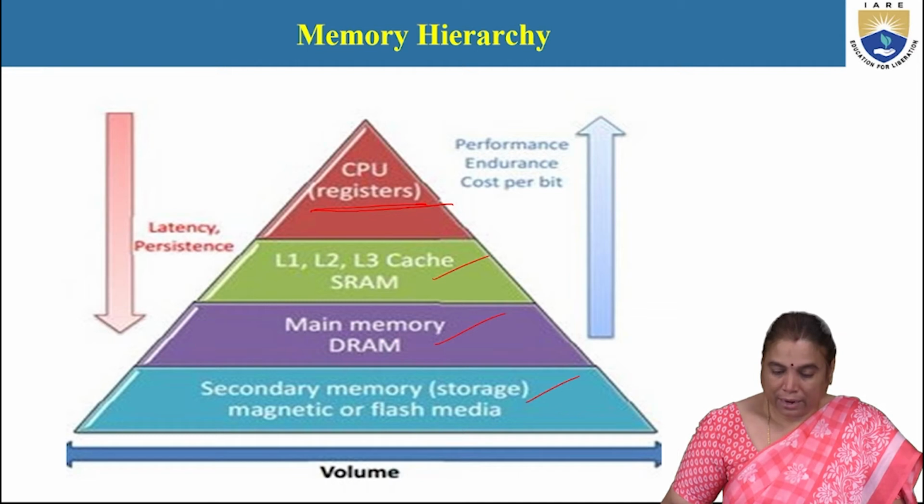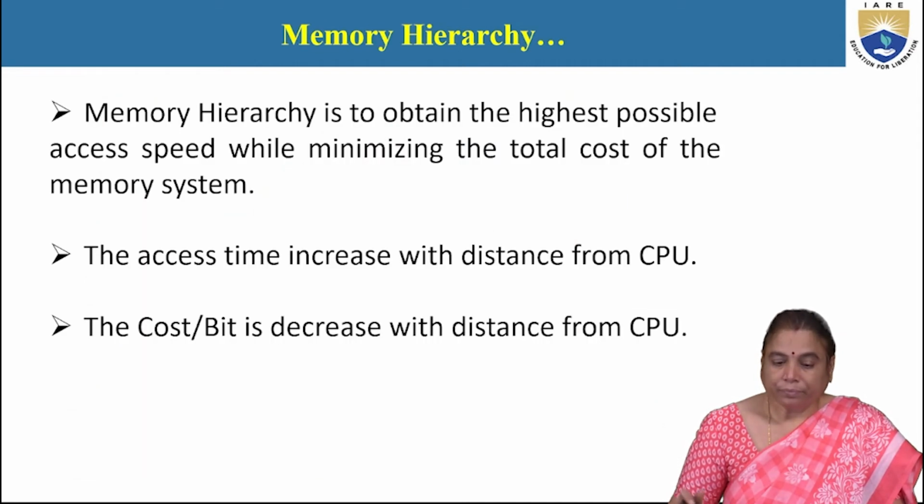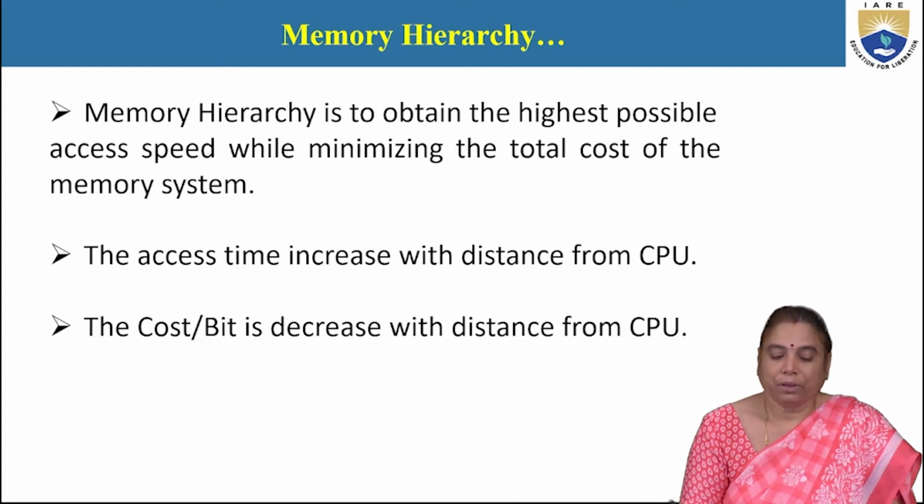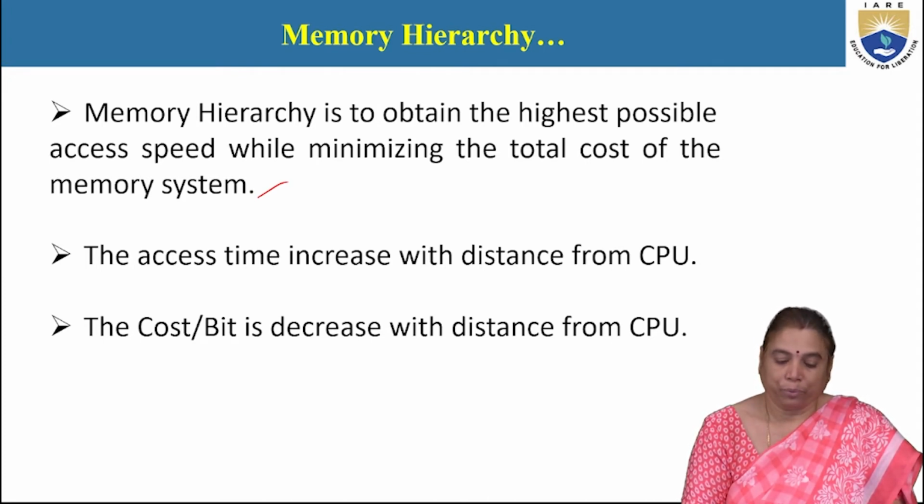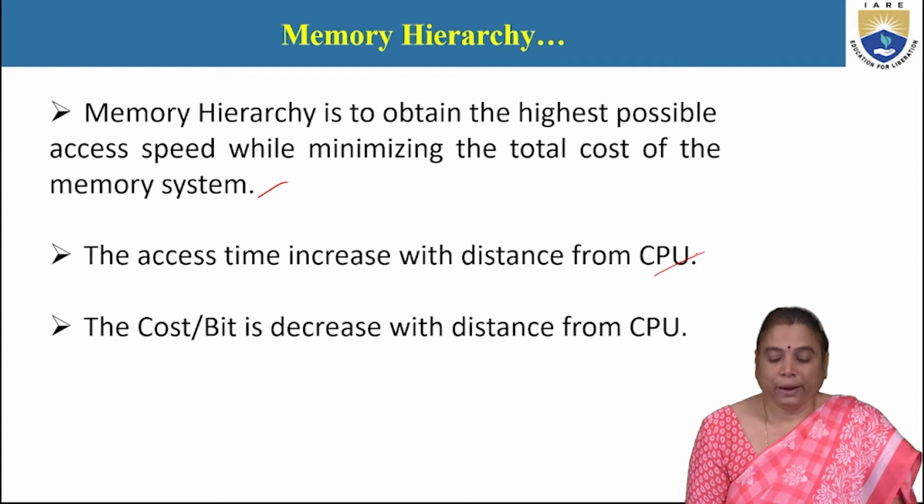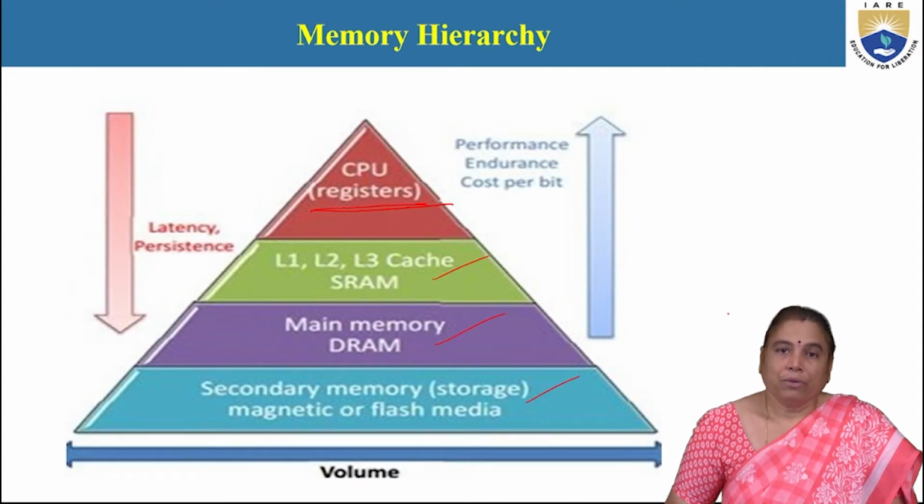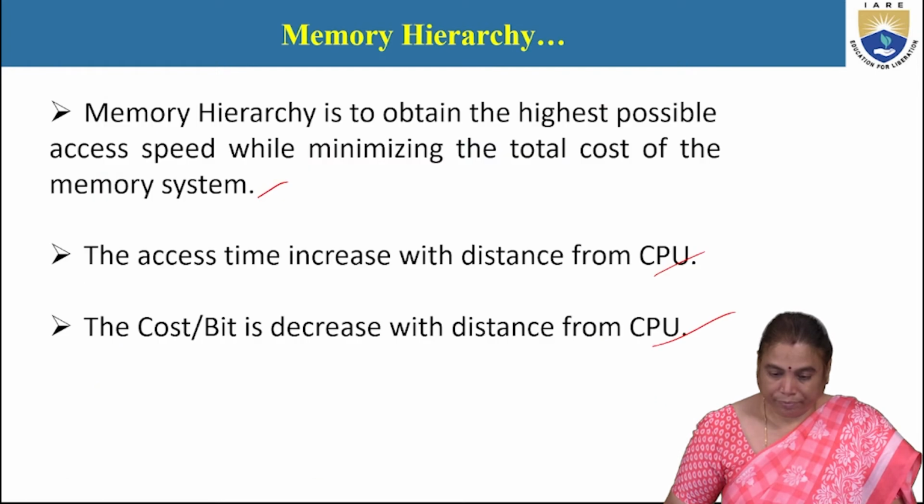So the memory hierarchy describes the highest possible access speed while minimizing the total cost of the memory system. The access time increases with distance from the CPU. The cost per bit decreases with distance from the CPU. So like this, the various memory devices can be arranged.